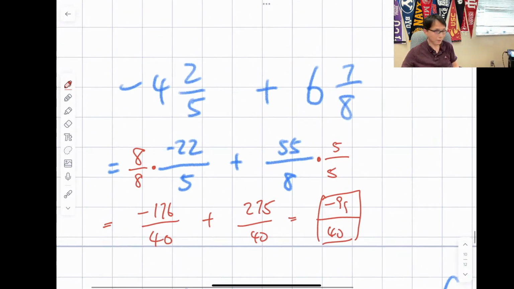Does everybody have any question, any dumb question? Gotta ask. Yes. Why is it negative? Oh no, it's positive. You're right. It's positive. I'm so sorry. Thank you. See, sometimes I make mistakes. 99 over 40.